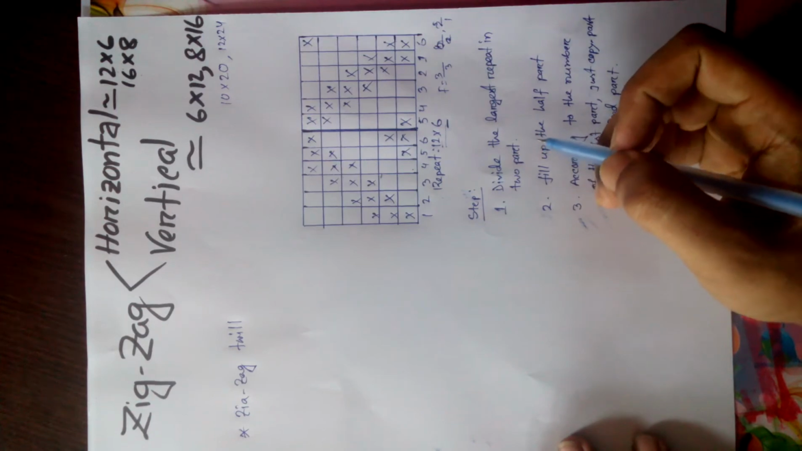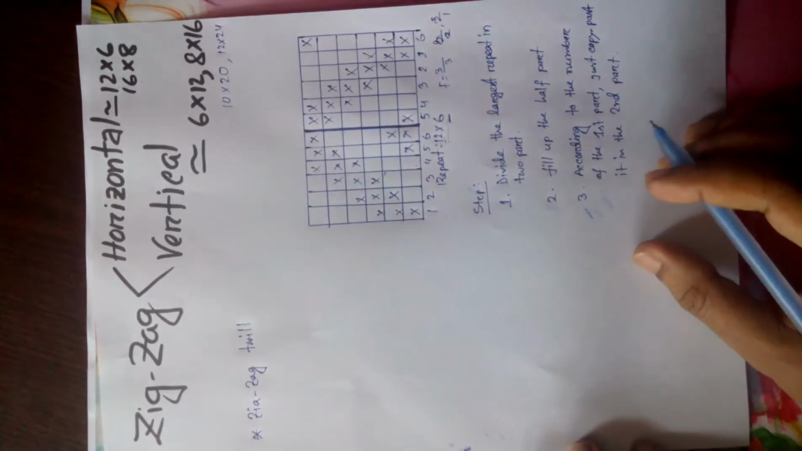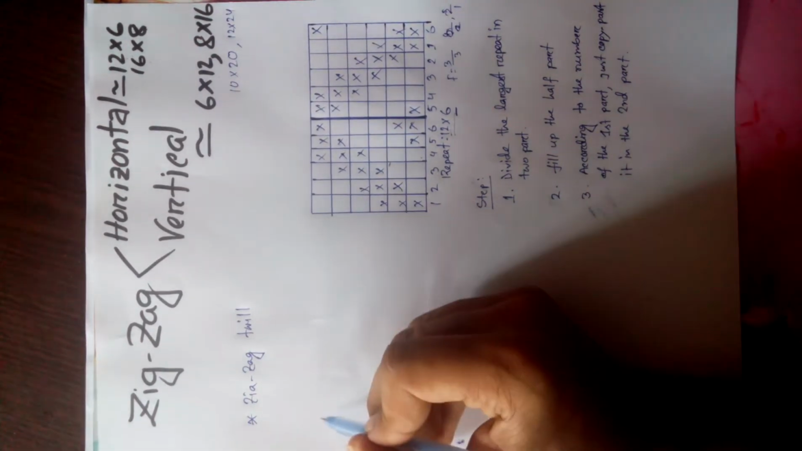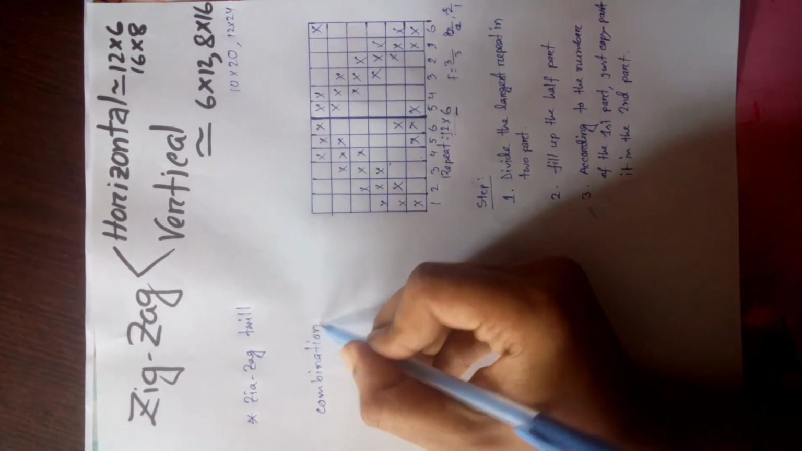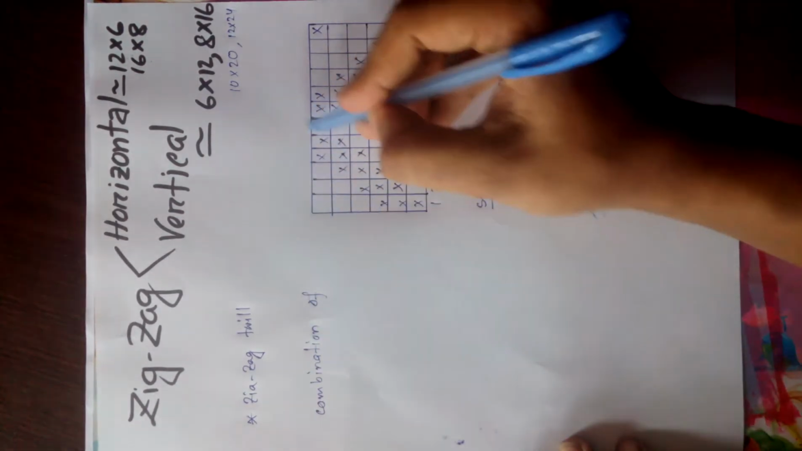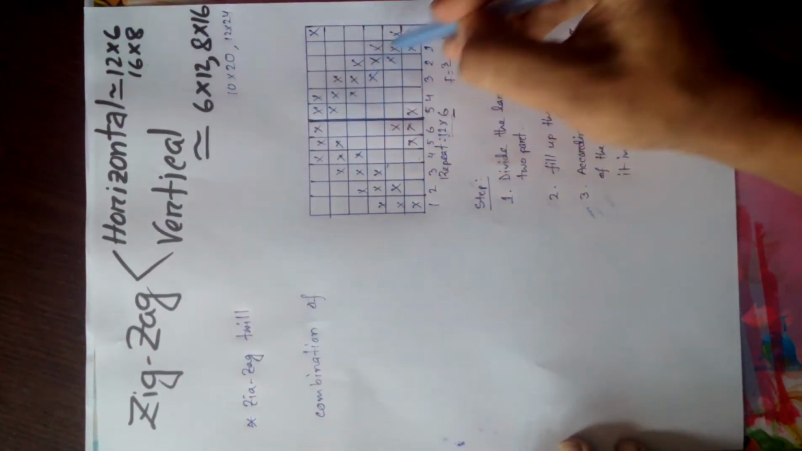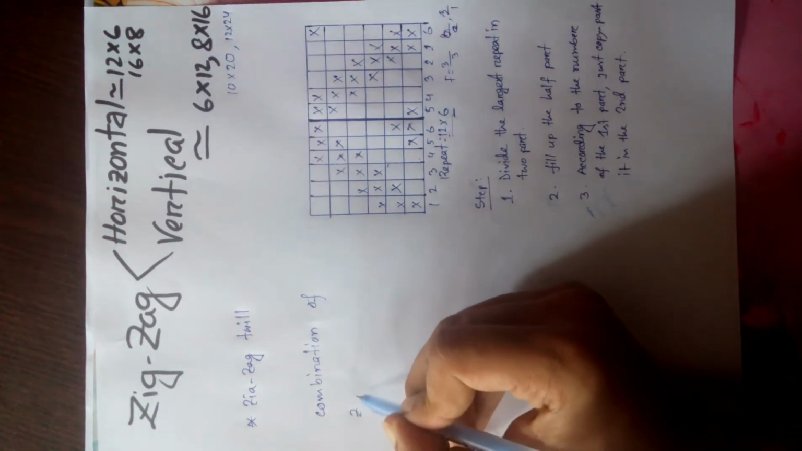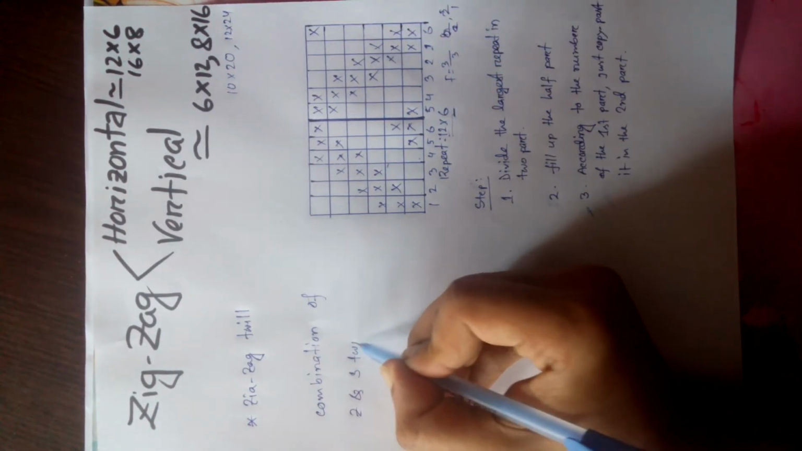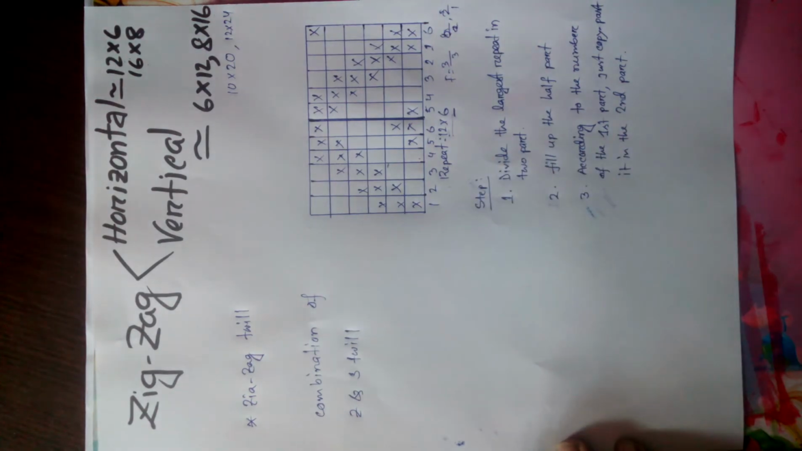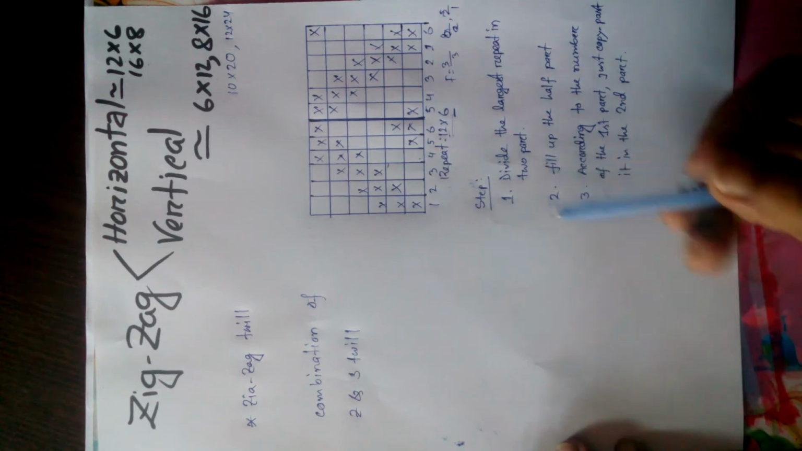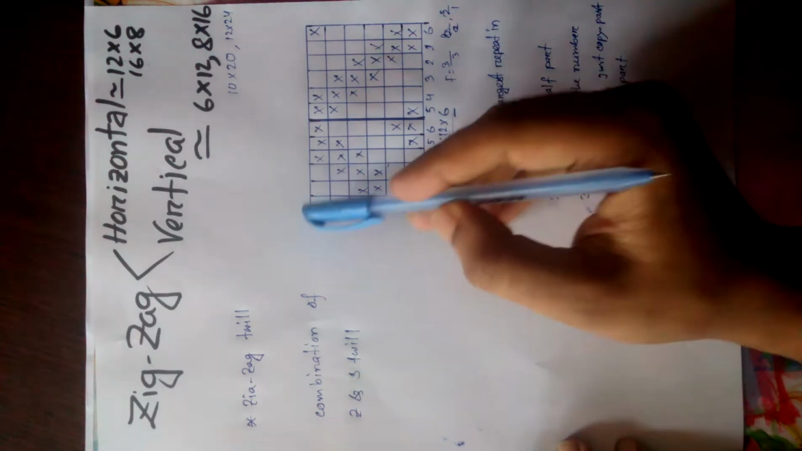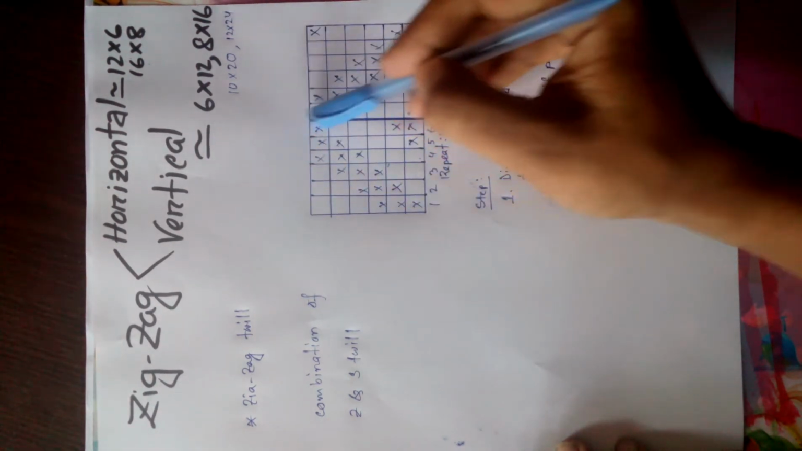So let's see what happened in case of zigzag twill. We can say that it is a combination of Z twill, you can see, and S twill. So it's a combination of Z and S twill. So what we have learned here is what the horizontal zigzag is and how we have to draw it. See, it's a combination of Z and S twill.